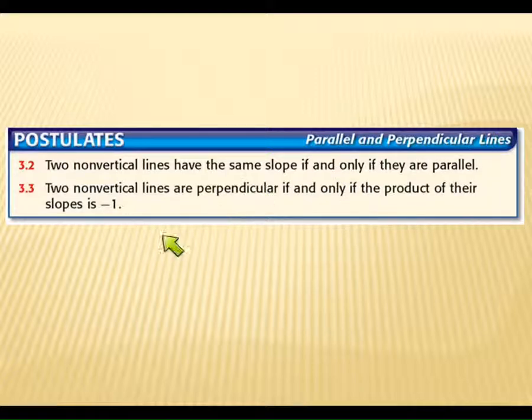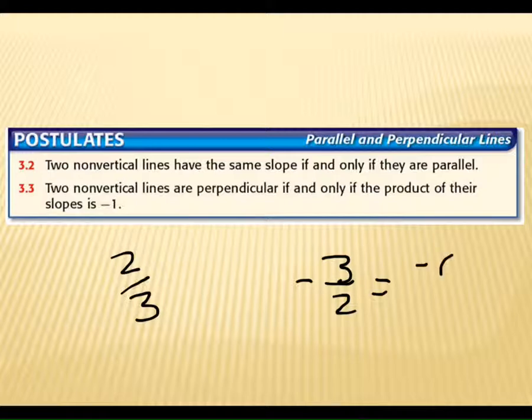Okay. Also, just be aware the postulate 3.3, when it says they're perpendicular, it says their product, which product means what type of problem? Multiplication. Their product is negative 1. Meaning, if you had one slope is 2/3, the perpendicular slope is negative 3/2. If you multiply those together, you get negative 6 over 6, which is negative 1. So having a product of negative 1 is the same thing as being opposite reciprocal. Okay? Negative reciprocal.